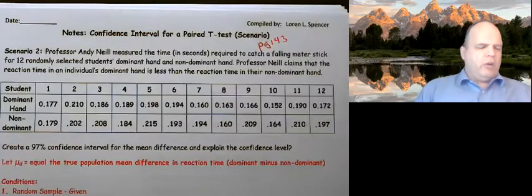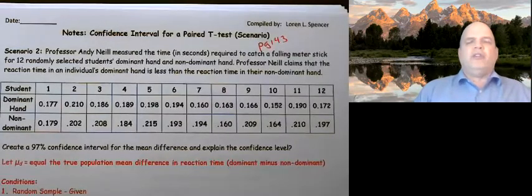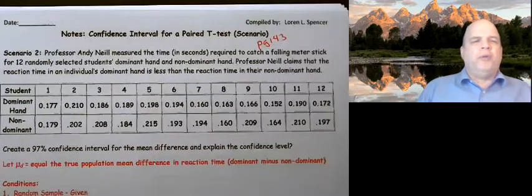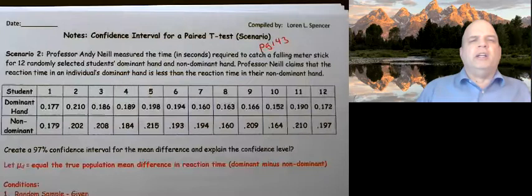All right, so confidence interval for paired t-test, scenario 2. This is page 143. We're revisiting Andy McNeil data. And because we're using the old data, I will blow through the conditions fairly rapidly.